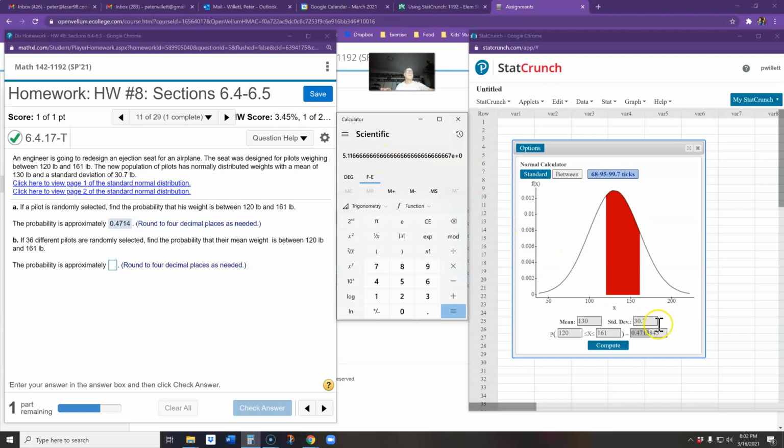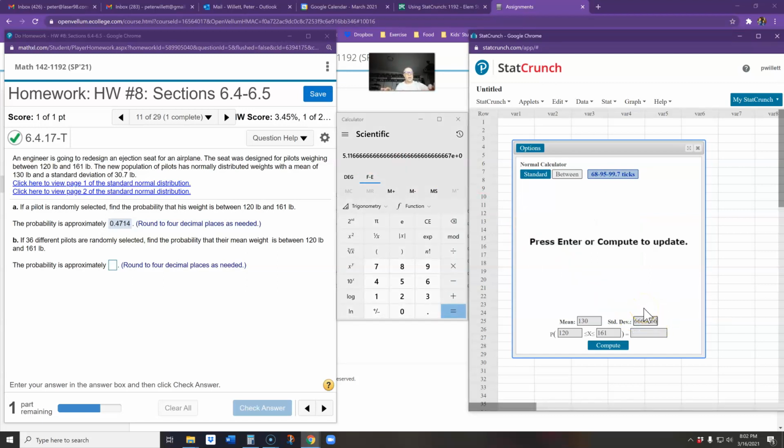Instead of 30.7, I have a little bit more than 5. So I'm just going to grab a bunch of that and copy it in here. And now my new standard deviation is 5.1166666. And then I do the same tool with the same calculation, but I've adjusted the standard deviation because I'm now looking for the results for the mean of a sample of 36 instead of just an individual.